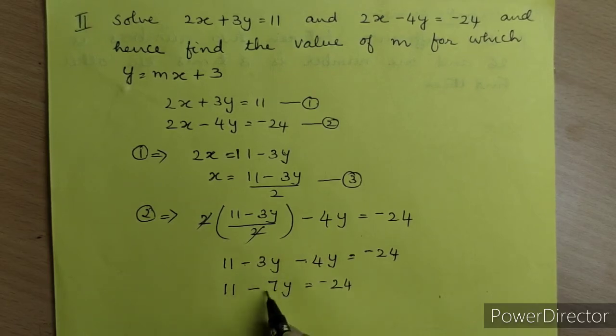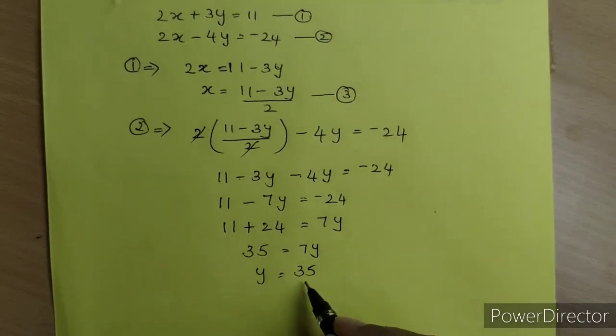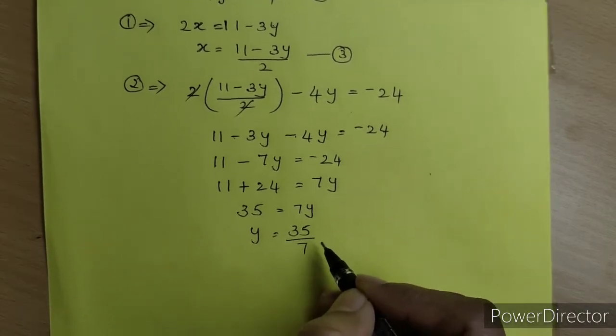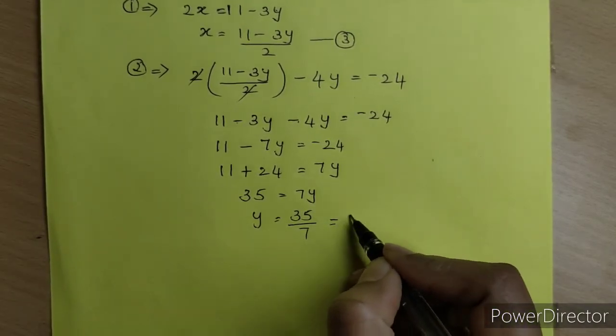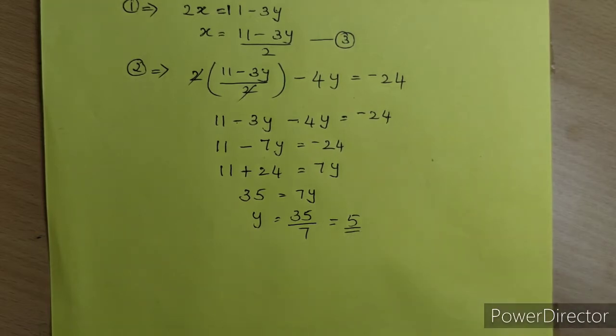So take this minus 7y to the other side and minus 24 bring it to this side. 11 minus plus, it will change the sign, 11 plus 24 equals 7y. 11 plus 24 is 35 equals 7y, or y is equal to 35, here it is multiplication, so it will change to division, 35 by 7, it is 5. So y value is 5.